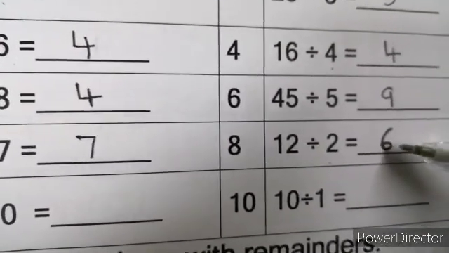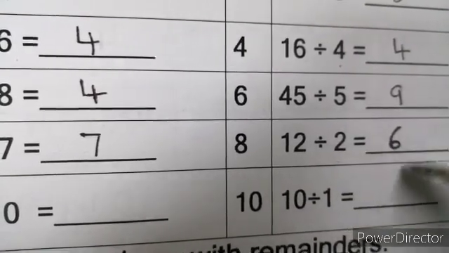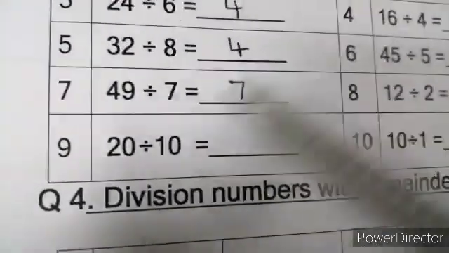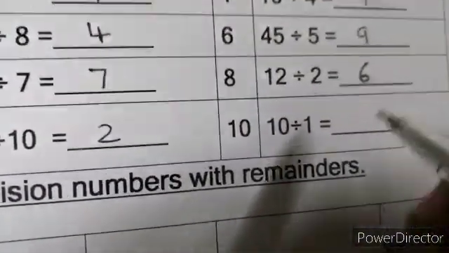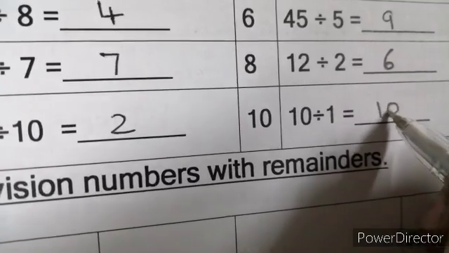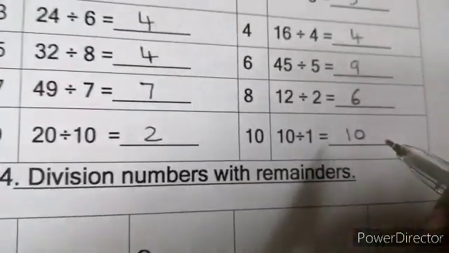So when are we getting 12? When it is 2 into 6. So 6 is the answer. Then 20 divided by 10 is 2. 10 divided by 1 is 10, because any number divided by 1 is the same number.